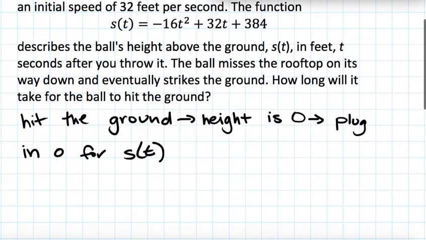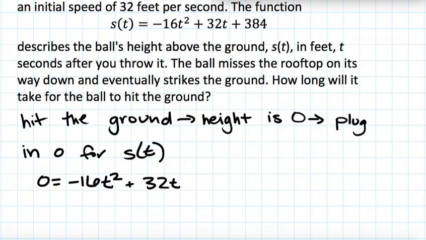So I'm going to replace s of t with 0, and then I'm going to be solving for t. And this is a quadratic equation, which is why this problem is in this section. So replacing s of t with 0, I get 0 equals negative 16t squared plus 32t plus 384. Now, what I'm going to do is factor this.